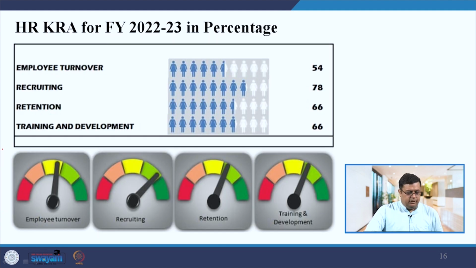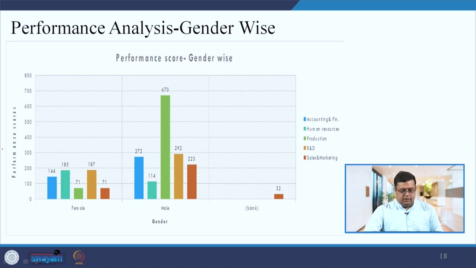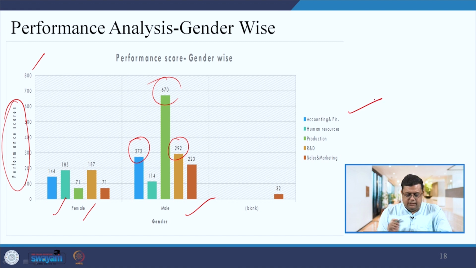Here you can see employee turnover, recruitment, retention, the various functions related to recruitment, and then their representation. This is the process of the performance management system in any organization, and then performance score gender wise. Here you can see the department and then performance scores. Here you need to write whether it is out of 1000 or out of 100. It is female, it is male. Males are performing better, their scores are better.